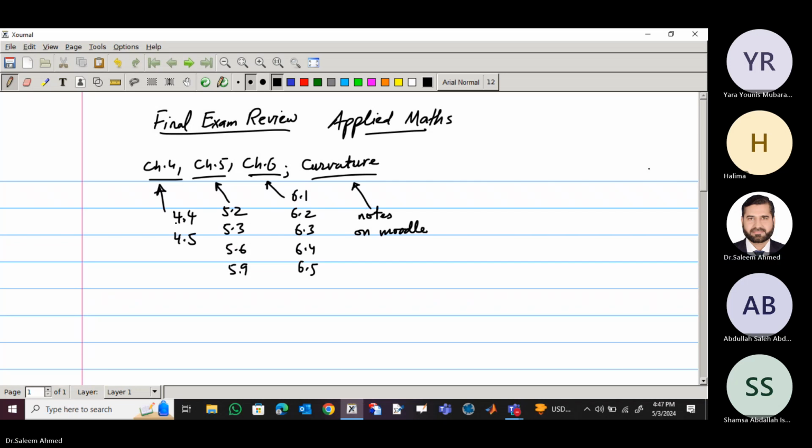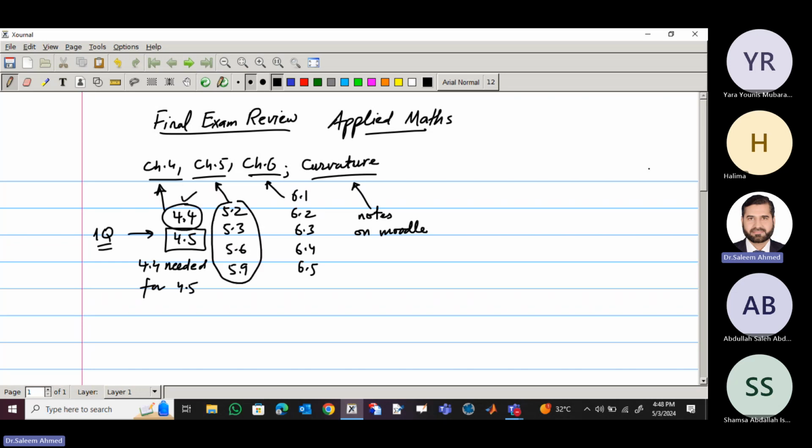So as I said, from chapter 4, I will give you one question. So most probably the question will be from 4.5, but 4.4 will be needed, right? So 4.4 needed for 4.5. So if question comes from 4.5, you will still need to prepare this one. Now this one, I will not give you any question from here, but this is needed for chapter 6. Okay, because in chapter 6 you have to do the integration application. So if you don't know the integration, of course you cannot do the application.